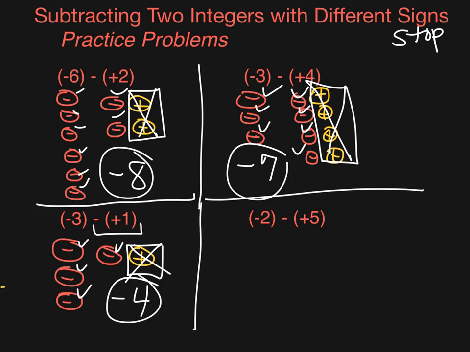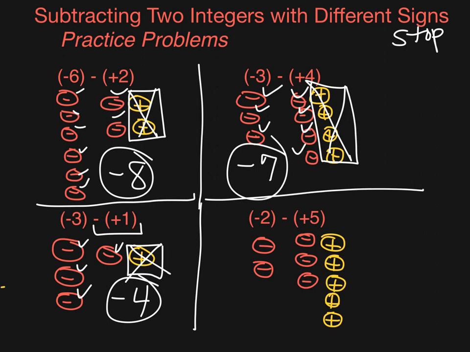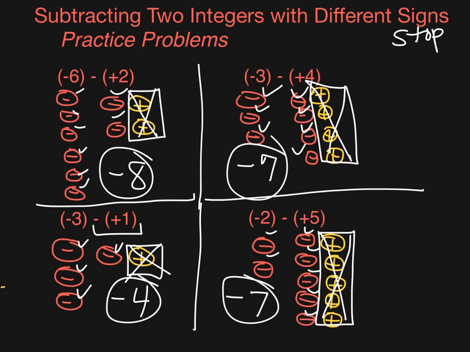My next problem, I've got -2 minus +5, so there's my -2 that I'm starting out with. I have to be able to take away 5 positives, 1, 2, 3, 4, 5. I can only add in 0 pairs, so a negative chip for every positive one that I put in. I can now take away the 5 positive chips, and I'm left with -7 as my final answer. Okay, and that's how you subtract integers using chips.